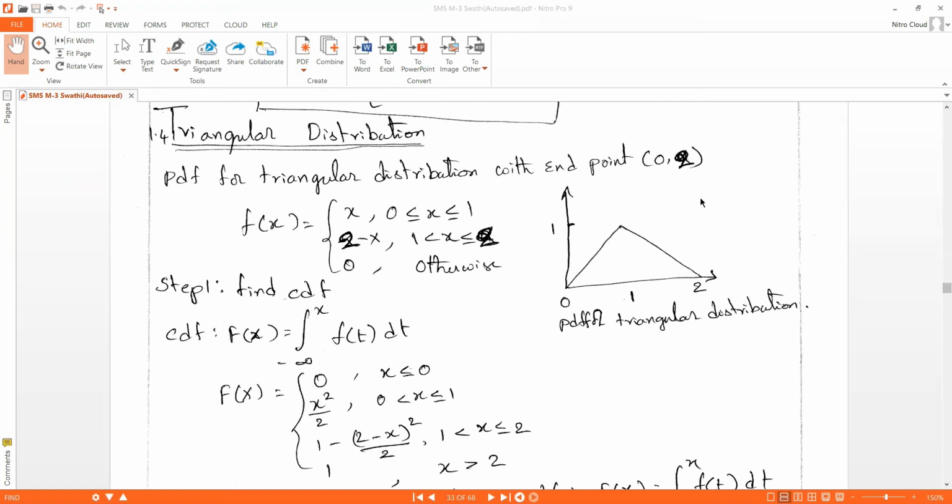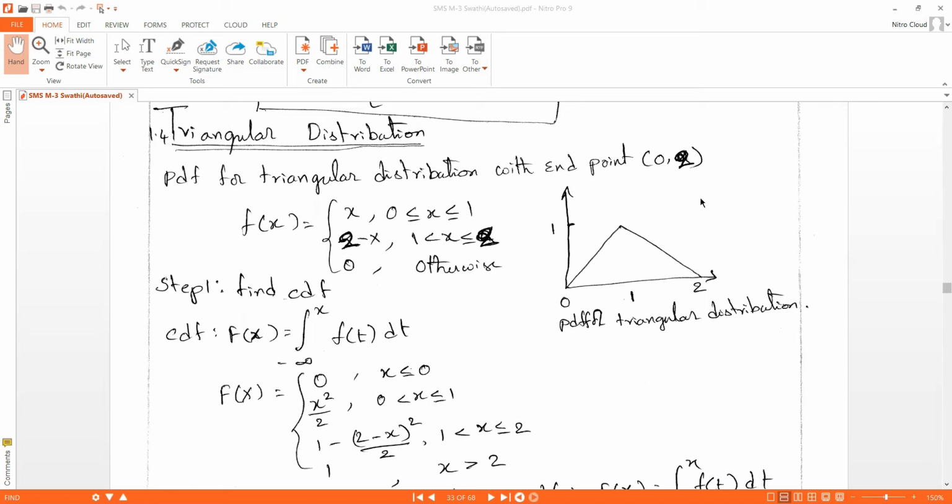if 0 less than or equal to x less than or equal to 1. Okay, f of x is equal to 2 minus x, if 1 less than x less than or equal to 2. Another case, f of x equals 0 if these cases are not true. If the x value is not between 0 and 1, and not between 1 and 2, then f of x is equal to 0 in triangular distribution, right?